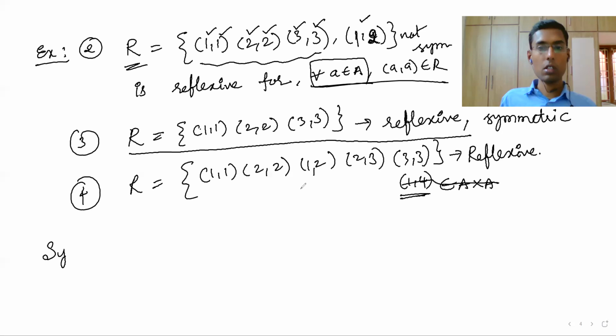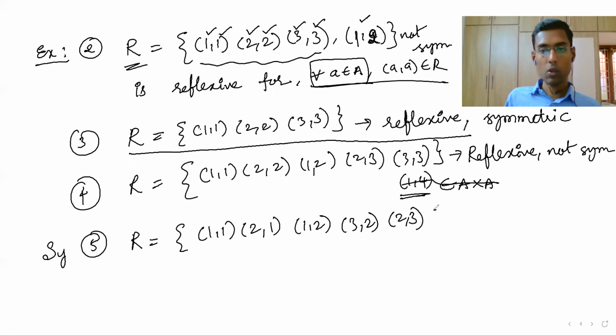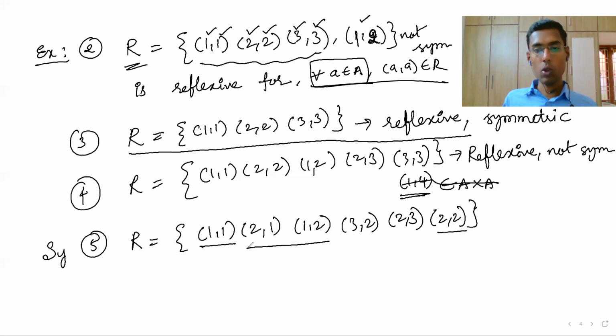All right. Then next, this is (1,1), (2,2), (1,2), (2,3), (3,3). Not symmetric. Yes. Let's give another example: (1,1), (2,1), (2,3), (2,2), (3,2). Is this symmetric or not? So (1,1) you need not check. For (2,2) you need not check, because if you write the reverse of (1,1), it's (1,1) only. So you need not worry about that. So (1,2), (2,1), (2,3), (3,2). So this is symmetric.